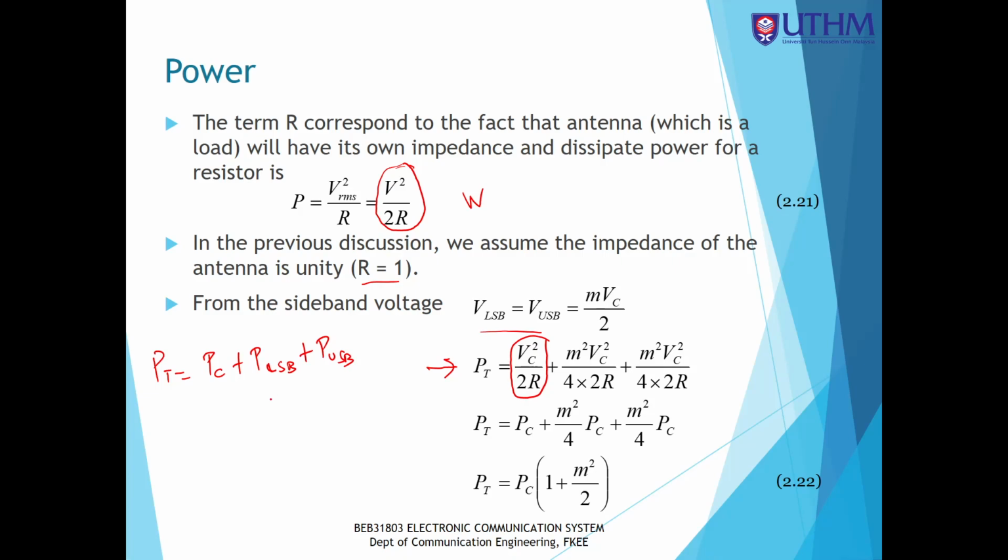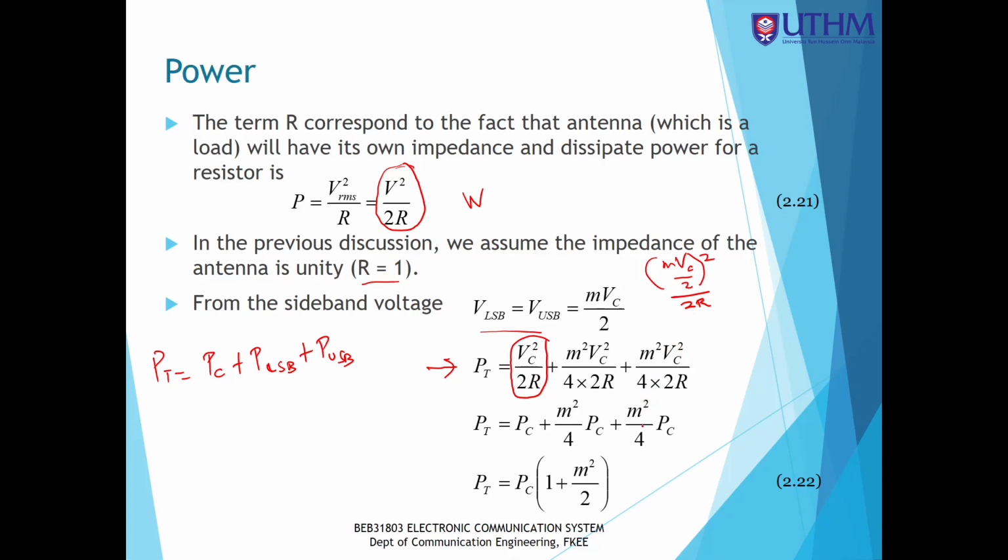PLSB is equal to MVC over 2 squared divided by 2R. So it becomes M squared VC squared over 4, divided by 2R. Similarly for the other one, M squared VC squared over 4 times 2R.